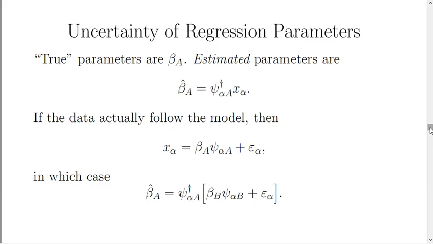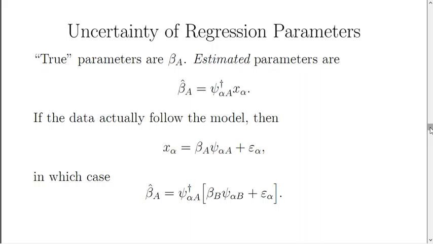When we estimate parameters by least squares regression, we'd really like to know what's the uncertainty of our estimates. Well, assume that the true parameters are given by beta sub a. The estimated parameters we'll call beta hat sub a, and we know that they're equal to the inner product of the dual trial vectors with the data vector.